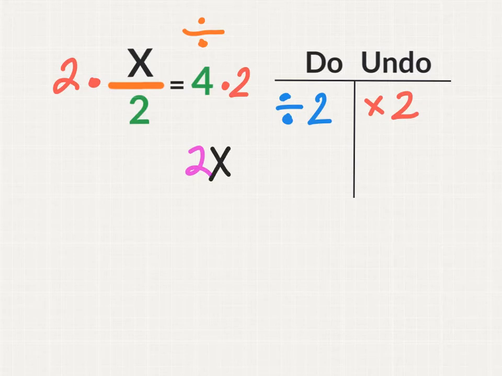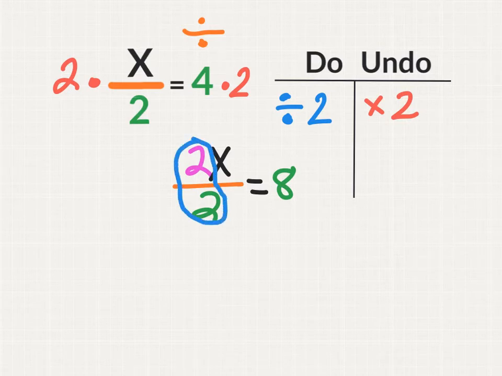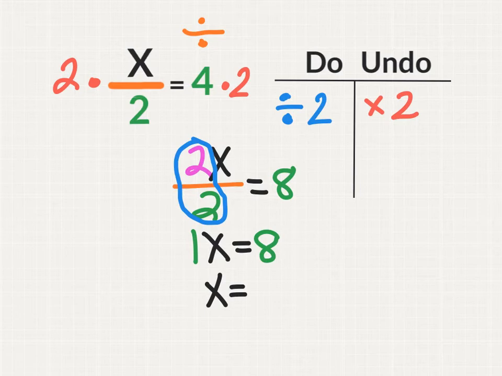So I'd have 2x over 2 equals 4 times 2. And 4 times 2 is 8. 2x divided by 2. Well, we know that 2 divided by 2 is 1. Any number divided by itself is 1. So I would have 1x equals 8. Now, of course, if I have 1x, do I need to write the 1? Isn't x the same thing as 1x? So I have x equals 8.